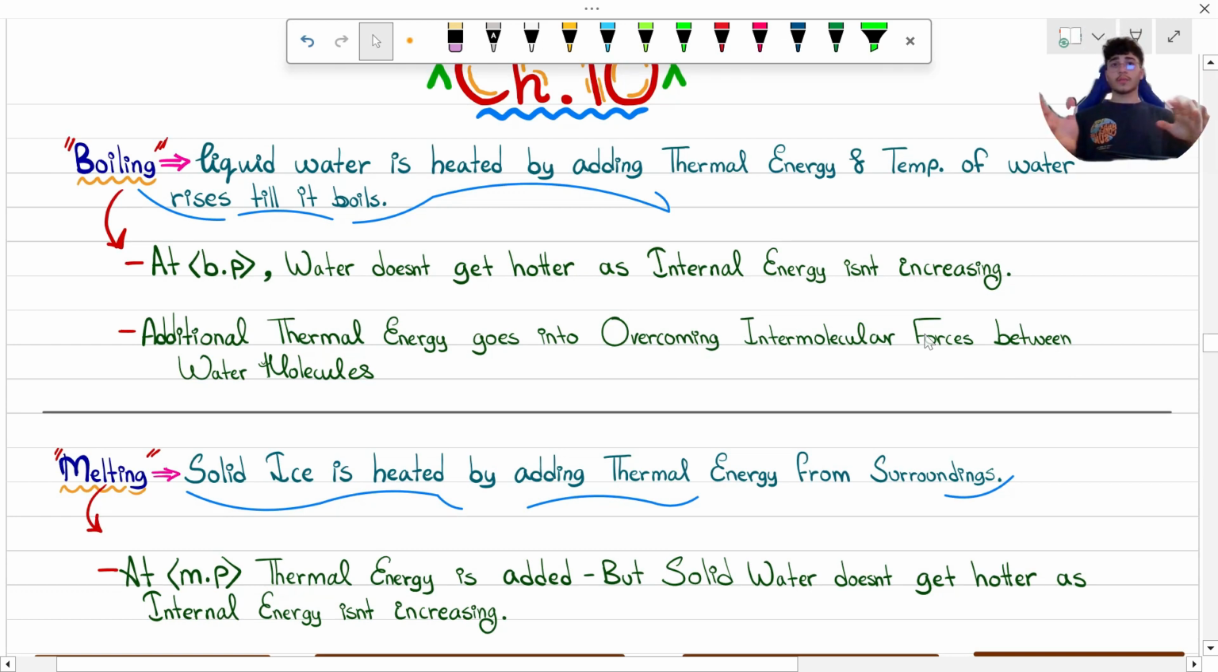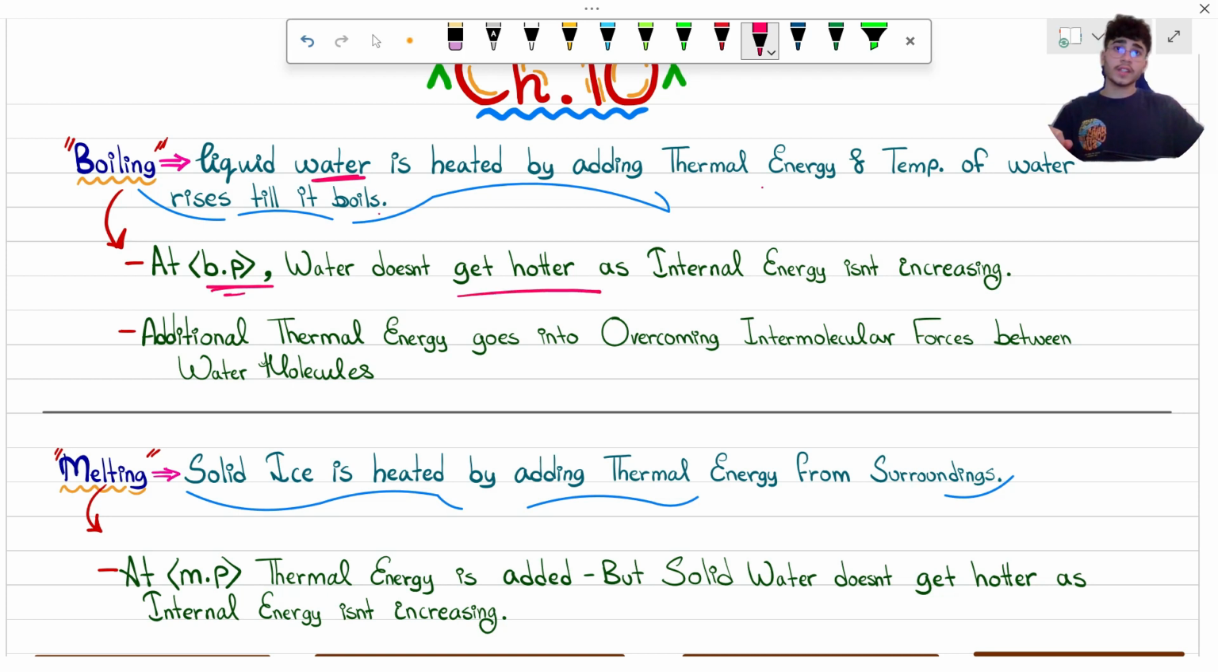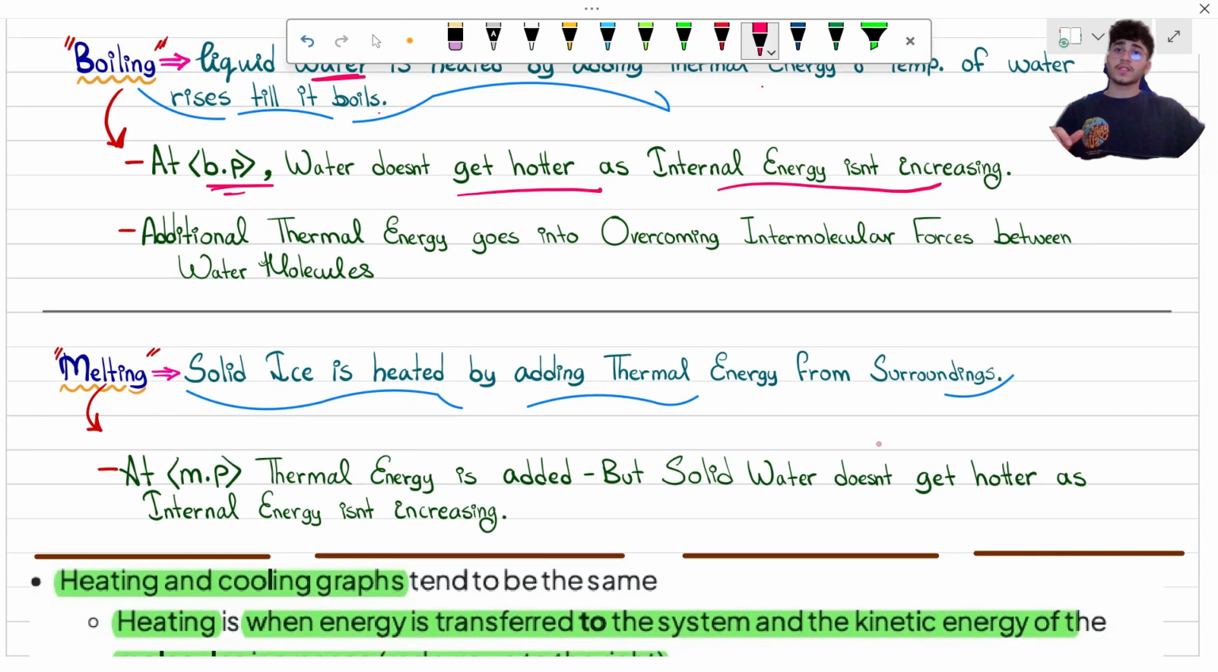Boiling and melting, on the other hand, is somewhat the opposite of those, condensation and solidification. Boiling is when liquid water is heated by adding thermal energy, and the temperature of water rises till it boils. At the boiling point, again, water does not get any hotter because internal energy is not increasing. We said this because the temperature does not increase. Additional thermal energy goes into overcoming the intermolecular forces between the water molecules. Melting is when the solid ice is heated by adding thermal energy from the surroundings. At melting point, the thermal energy is added, but the solid water does not get any hotter, like we said, because the temperature does not change.